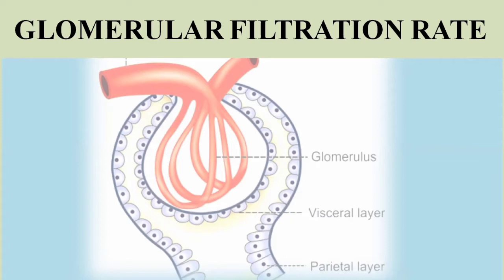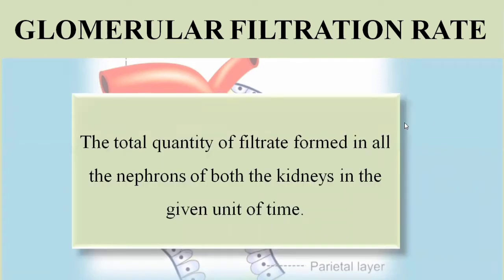So what would be the glomerular filtration rate? Rate indicates the quantity or the amount at which the filtrate is formed. It tells about the amount of the filtrate of all the nephrons present in both kidneys, that is, how much total filtrate is formed by both kidneys and the nephrons present in them in a given unit of time.